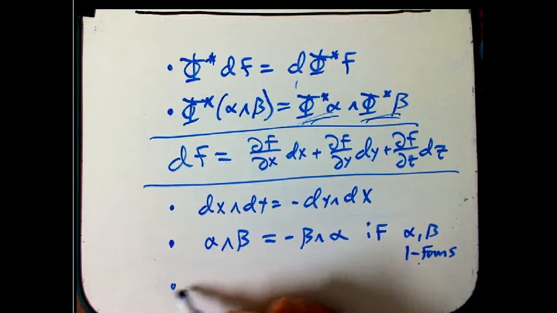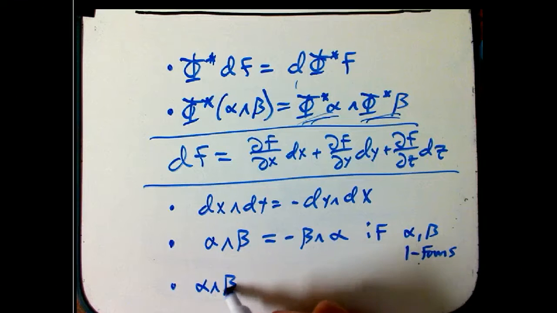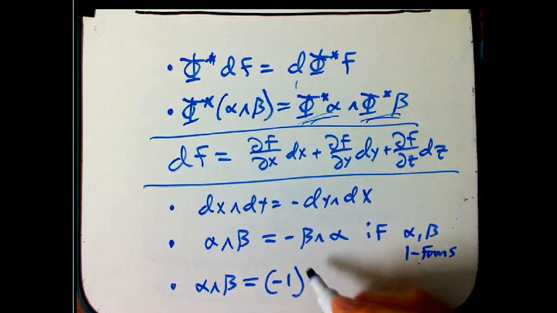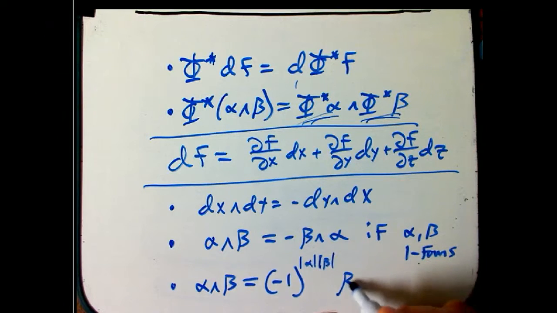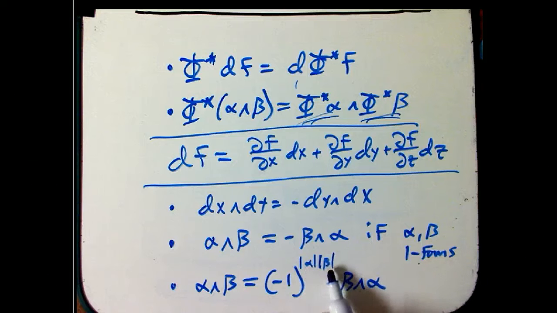But in fact, the more general thing is that alpha wedge beta is minus 1 to the, and I'm going to use a little weird notation, absolute value of alpha times absolute value of beta, beta wedge alpha. And absolute value doesn't literally mean absolute value here. It means the degree. What kind of form is it? So if alpha or beta were a zero form, this would be plus. That's a function. That's saying that if you just multiply a zero form in, it doesn't matter if you do it on the right or left. That's good. If they're both one forms, you get a minus sign.